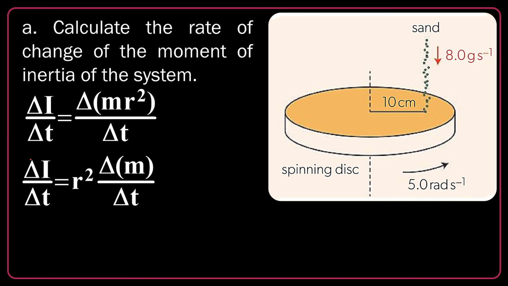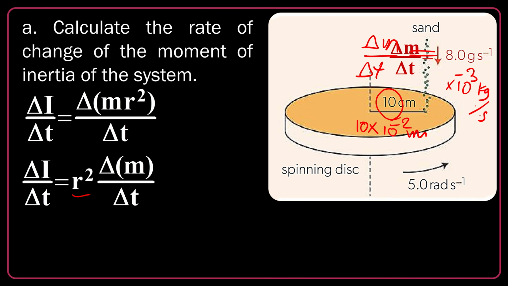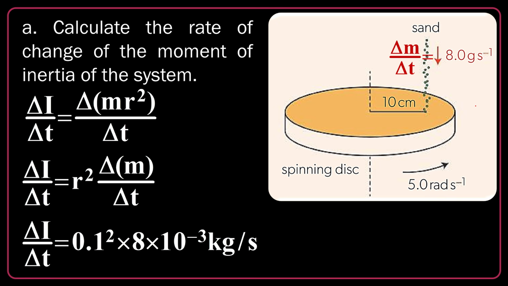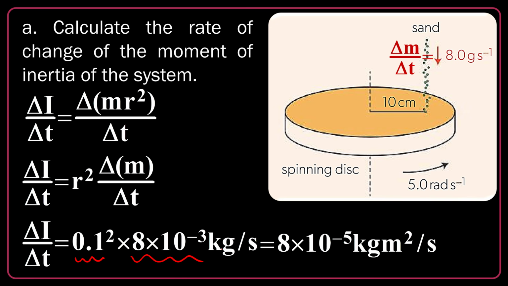So here we can just plug in the values. R is 10 centimeter, it's going to be 10 times 10 to negative 2 meter. And as you remember, delta m over delta t was 8 gram per second, but it's going to be 8 times 10 to negative 3 kilogram per second in SI. So let's plug in the values in SI. This is the radius to the power of 2, and this is the delta m over delta t. The answer is going to be 8 times 10 to negative 5 kilogram meter square per second. Rate of change of moment of inertia. And the reason is just the pouring mass.